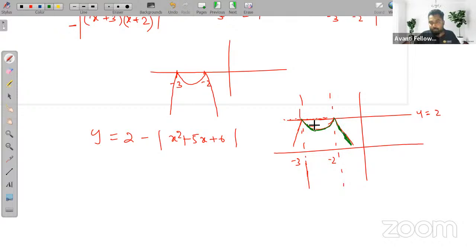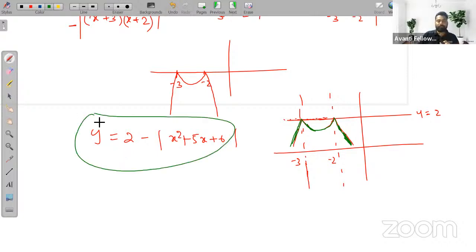The graph will be like this. When I'm adding 2 units, then the graph will be shifting upwards now. You know, from the transformation of graphs, you have already studied, I hope. Okay, so this is the graph of this. Now this is the graph of this. Now come to the original graph. Now we'll try to make the full graph.